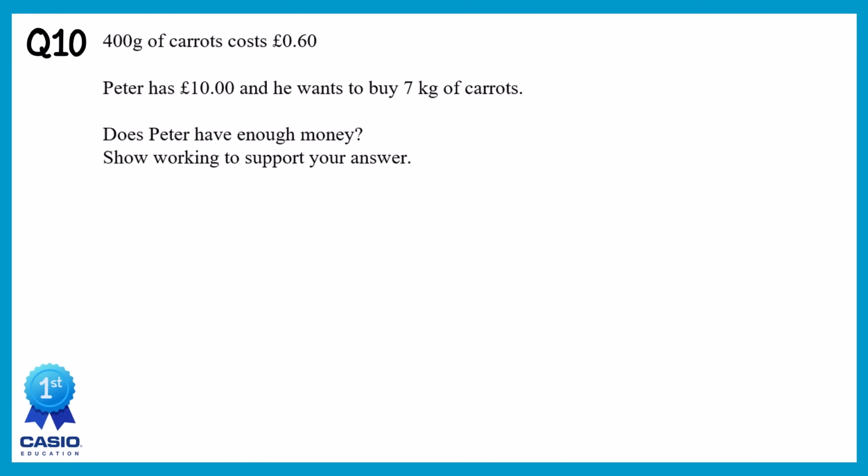In this question, we're told that 400 grams of carrots cost 60 pence. Peter has £10 and wants to buy 7 kilograms of carrots. Does Peter have enough money? The first thing we want to do in this question is convert the 7 kilograms into grams. There are 1,000 grams in a kilogram, so 7 kilograms will be 7,000 grams.